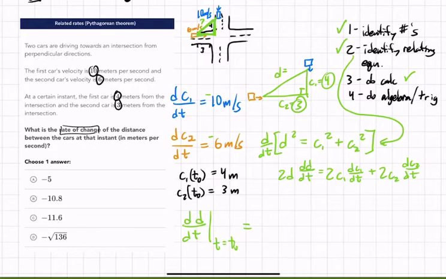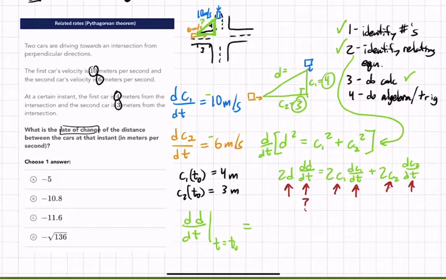Now we're going to look for dd over dt, the change in the distance between the two cars. Oh my goodness, this is nuts, guys. We need to know this number, this number, this number, and this number. Actually, this one is the number we're looking for. So we only need to know 1, 2, 3, 4, 5 other numbers.